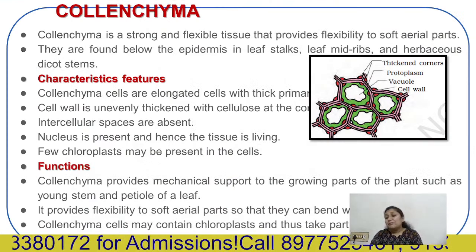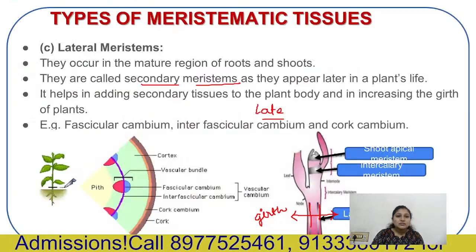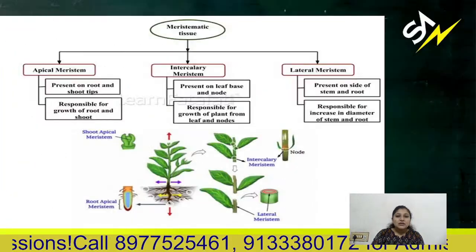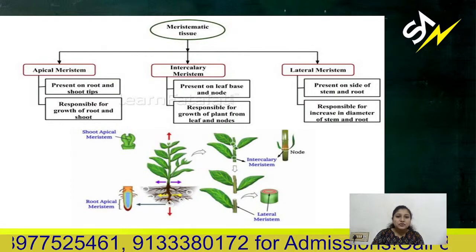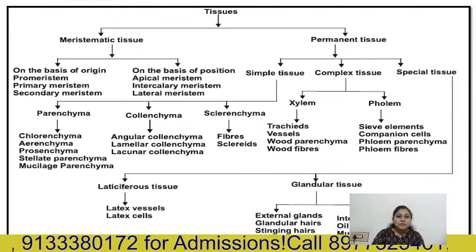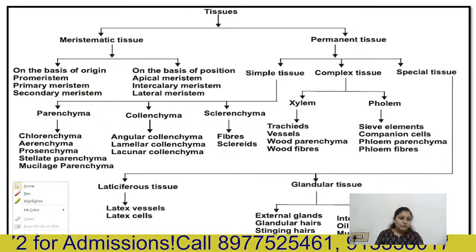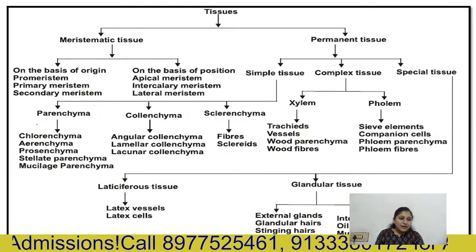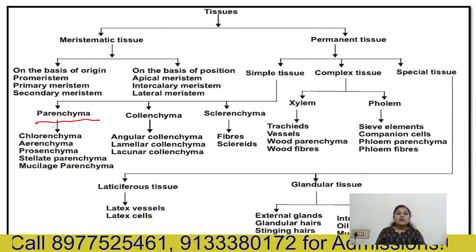Next, after meristematic tissue, we come to permanent tissue. In that, first is parenchyma. Parenchyma tissue is a type of permanent tissue.